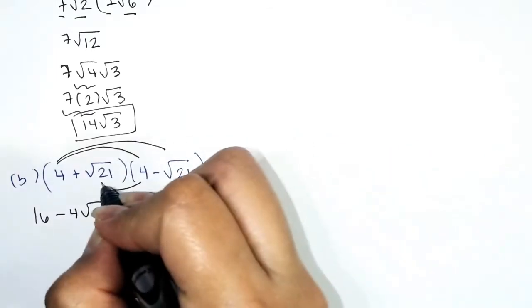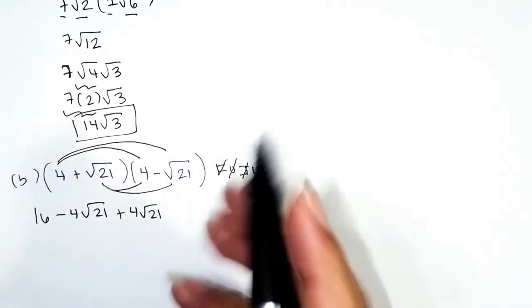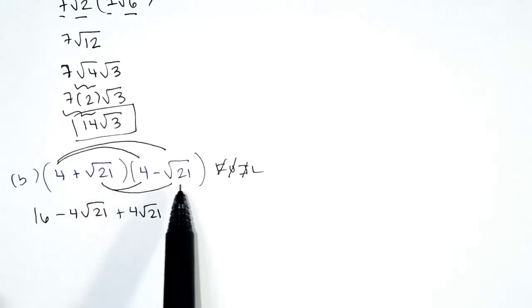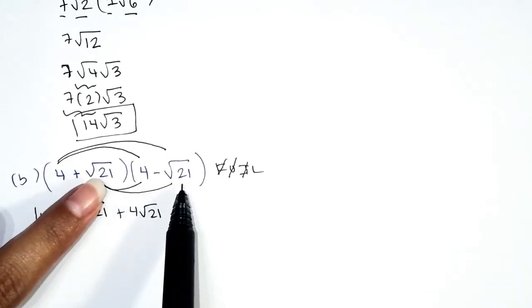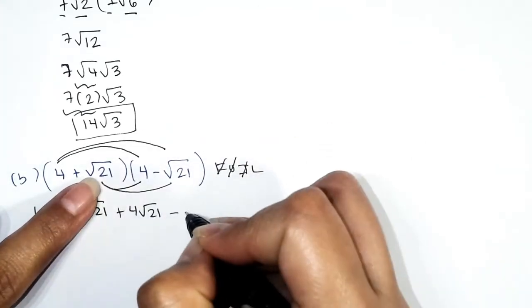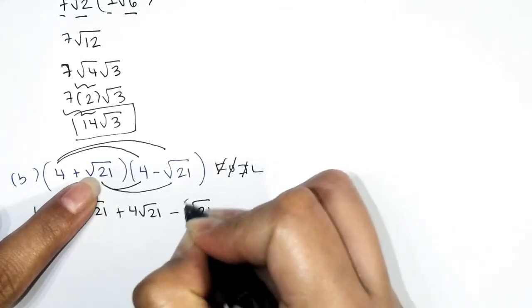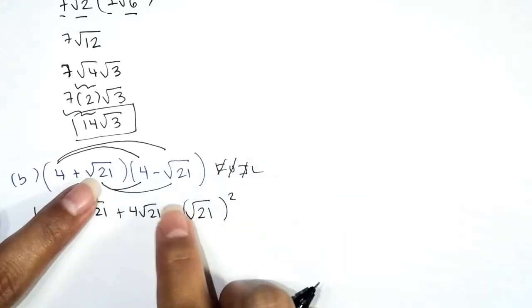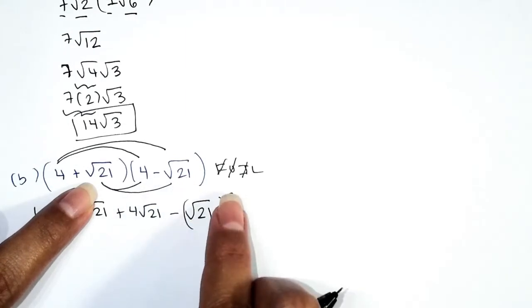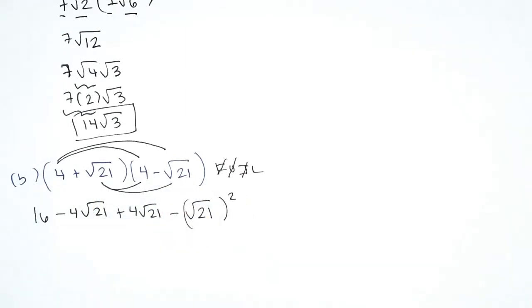Last, product of the last terms, positive times negative is negative. Square root of 21 times square root of 21. I don't know what 21 times 21 is off the top of my head, so what am I going to do? I'm just going to use exponents for repeated factors. So minus square root of 21 squared. It's kind of like if it was x times x, we would just say x squared. Same difference. So let's take our time, simplify all the radicals, and then combine like radicals as needed.